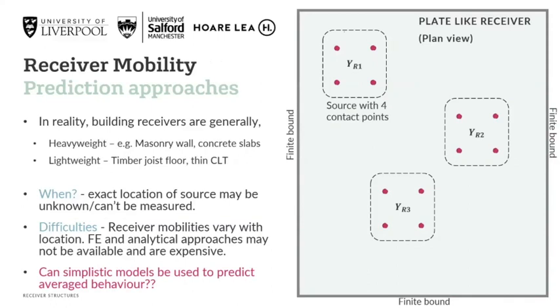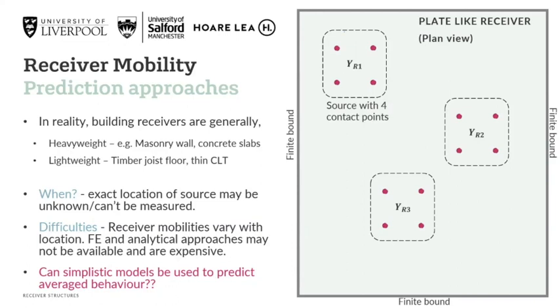So to acknowledge, firstly, in buildings you might have heavyweight receivers, a masonry wall or concrete slabs, or you may have lightweight construction, a timber joist floor or a thin CLT floor. And when you want to do this predictive approach, obviously, if the scheme is not built, you may not know exactly where the source is going to go, or you just can't measure it because you don't have the capability or the resources.